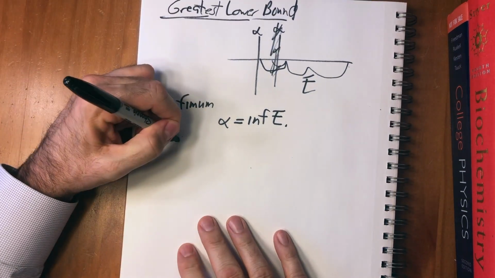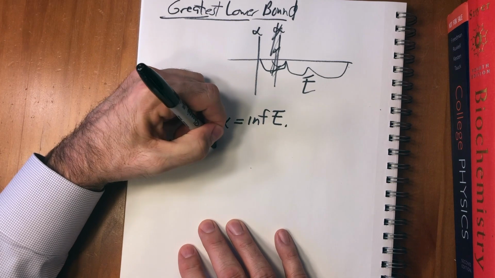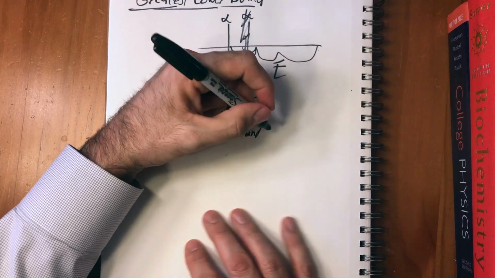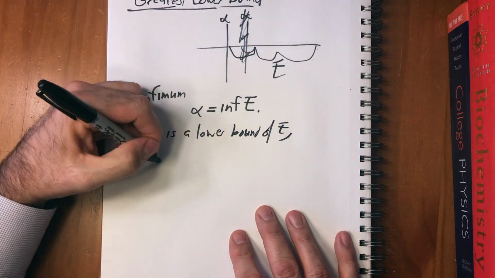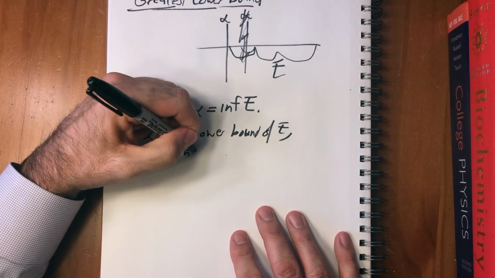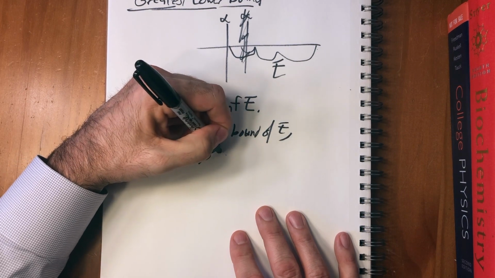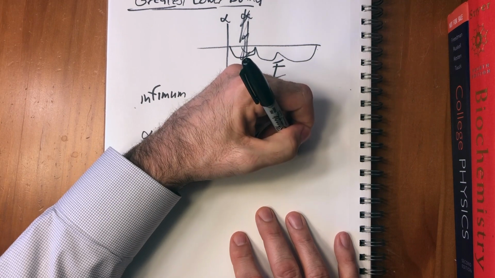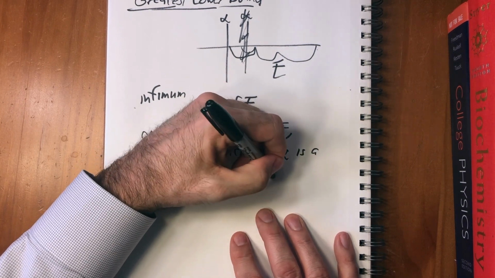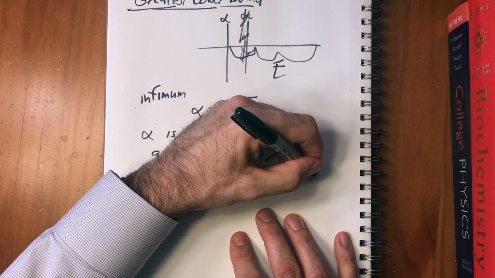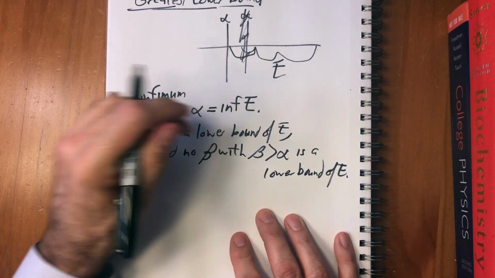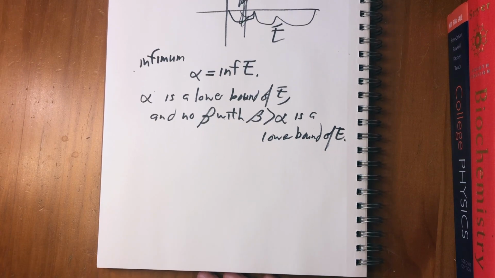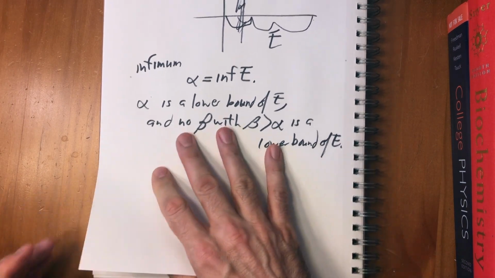So that means that alpha is a lower bound of E and no beta with beta greater than alpha is a lower bound. Okay? Okay, so let's look at some examples of this, just a couple.